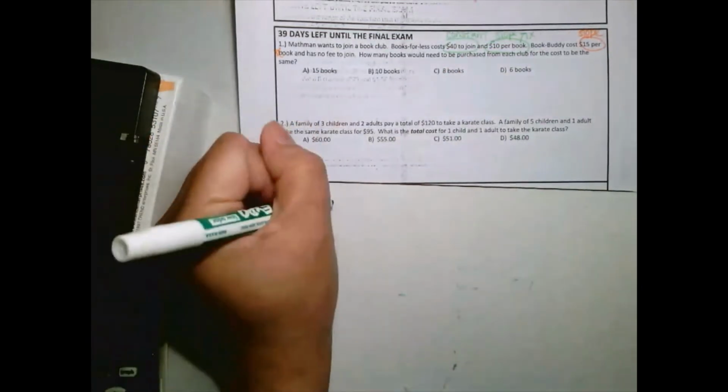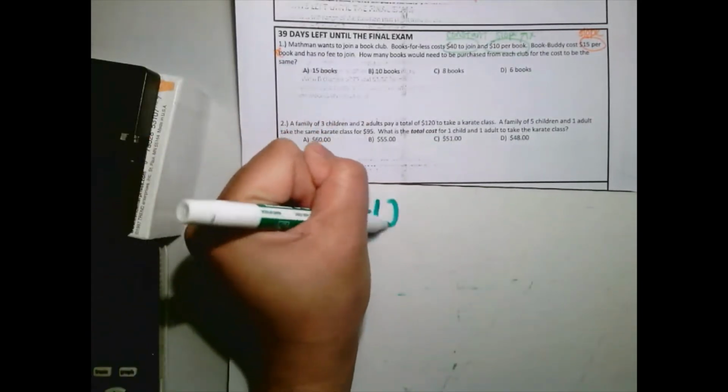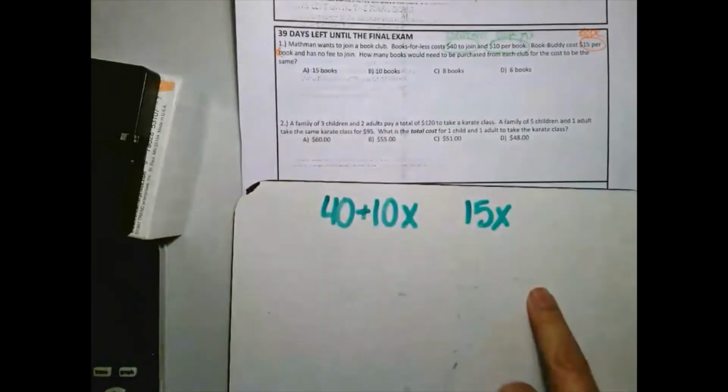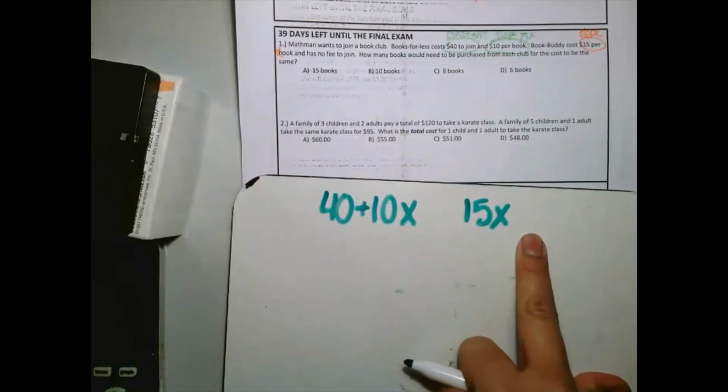How many books would need to be purchased from each club for the cost to be the same? So I want to know when they're going to be equal. So the first one, Books for Less, would be $40 plus the $10 for each book. And Book Buddy costs $15 for each book and no constant or initial fee. And I want to know when they're going to be the same.